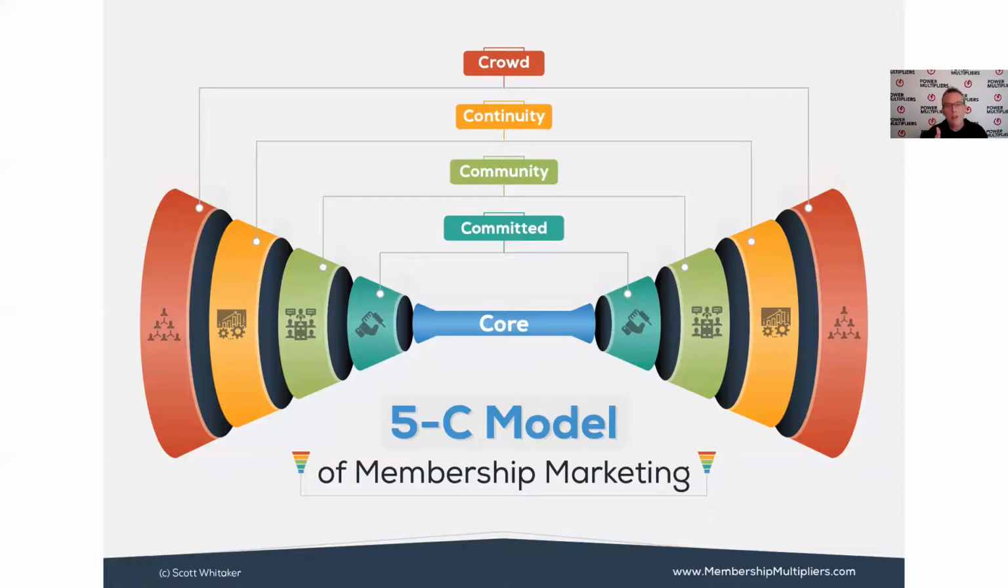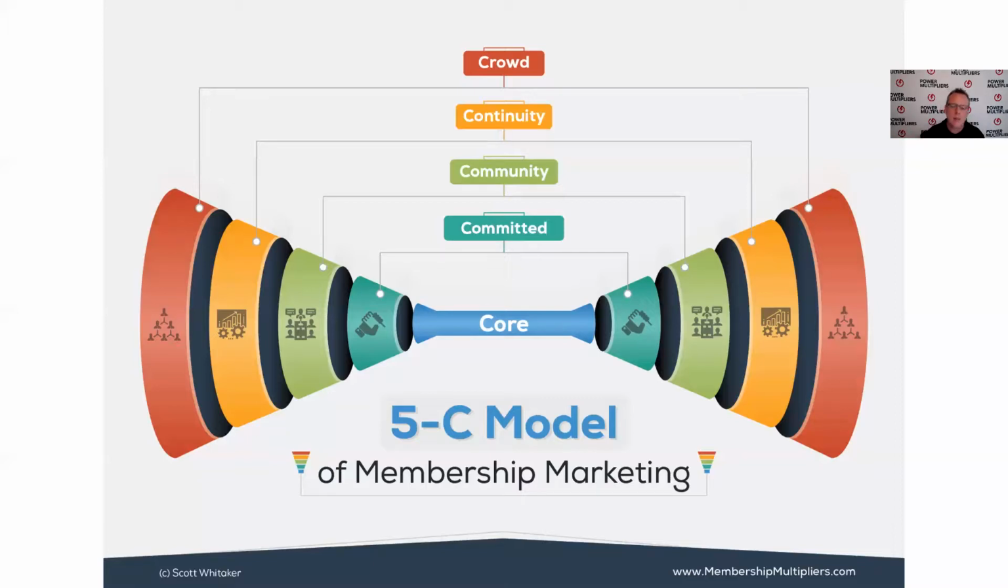So you have to do this marketing to keep people from the crowd going into your continuity, moving from continuity into your community, moving from community to increasing their level of commitment, and then being at the core of your membership. And then when somebody leaves the core and falls back out into the committed area of your membership, that's okay.